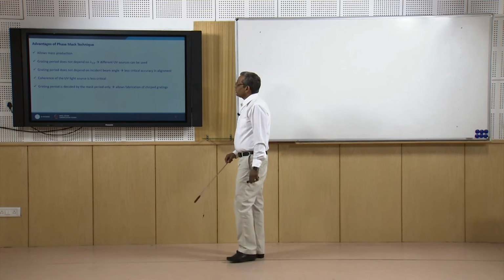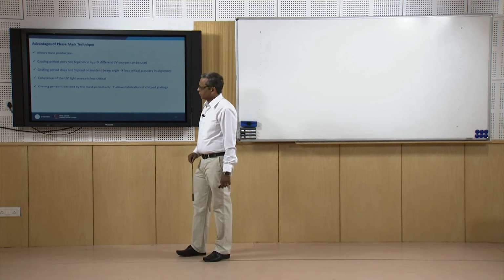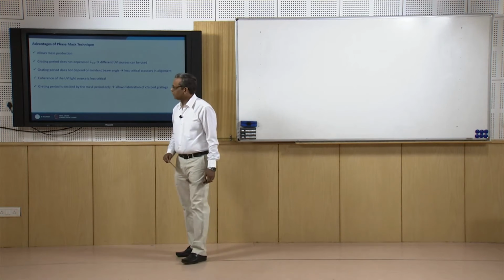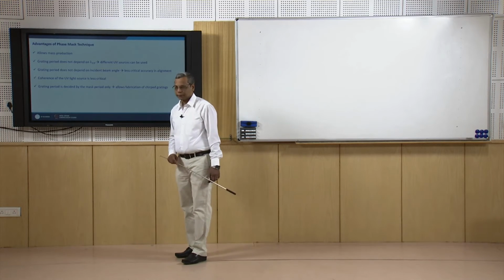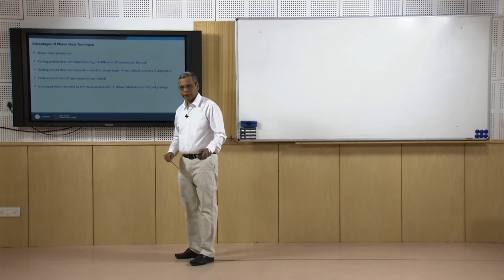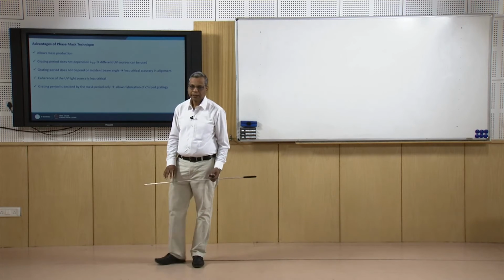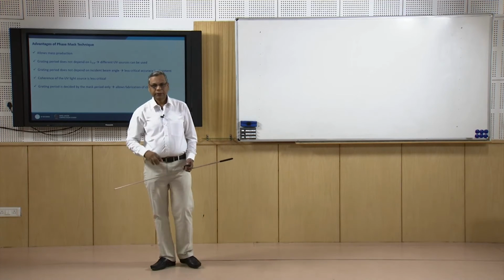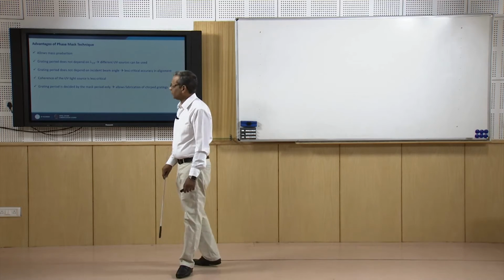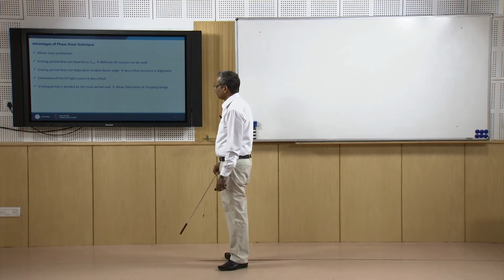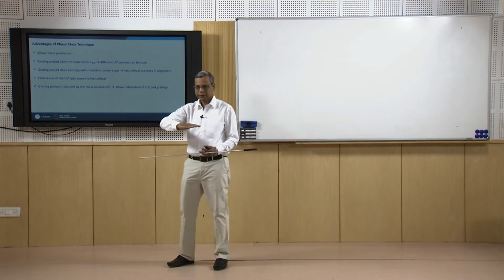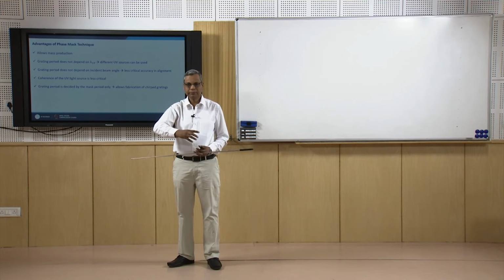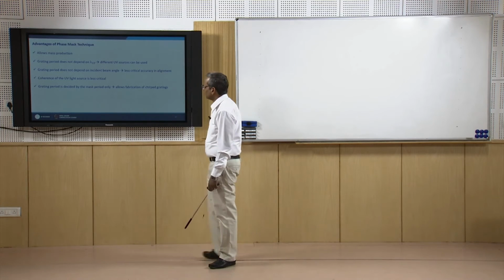But what are the advantages of this phase mask technique? First thing is that it allows mass production. So, you just create one phase mask for a given lambda b and then you can make thousands of gratings out of that phase mask very quickly. You just put the phase mask, irradiate it with UV beam and your grating is there.